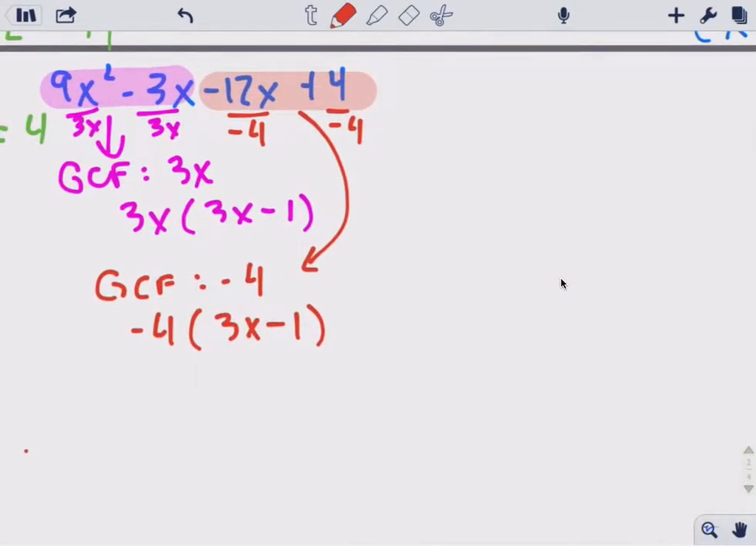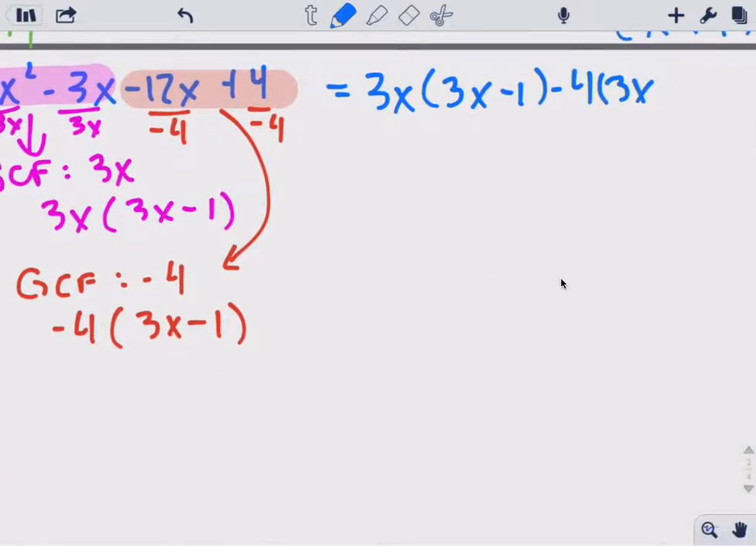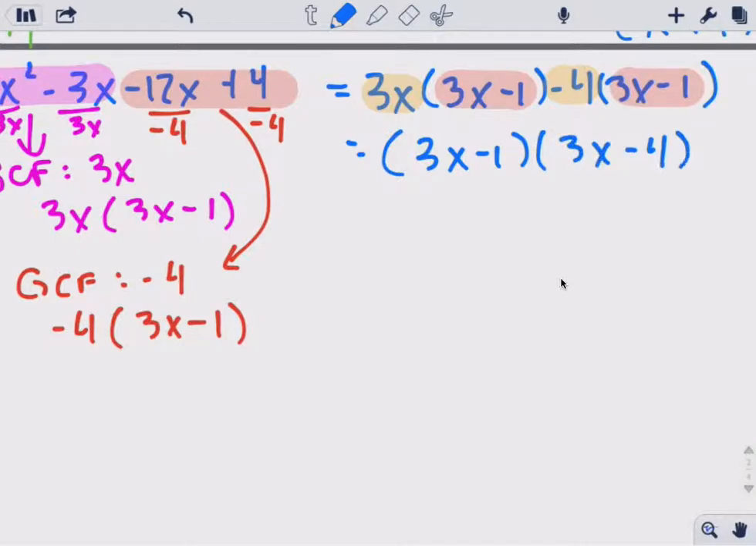So I've now taken my first piece and rewritten it as 3x times 3x minus 1, minus 4 times 3x minus 1. The GCF, 3x minus 1, comes out. What am I left with? 3x minus 4. So 3x minus 1 times 3x minus 4. That's my answer.